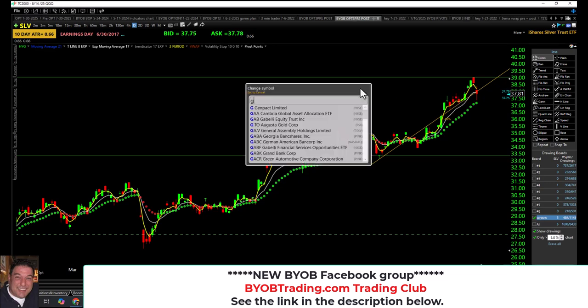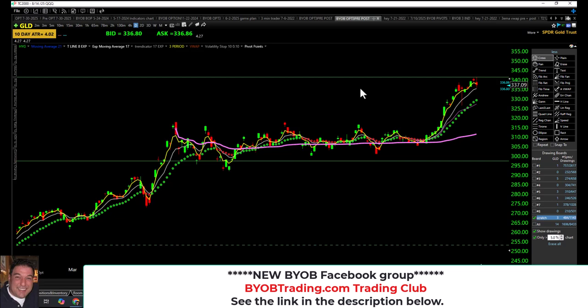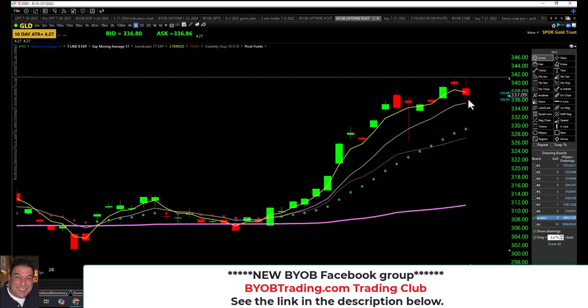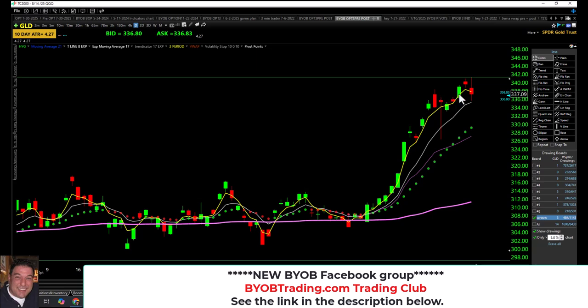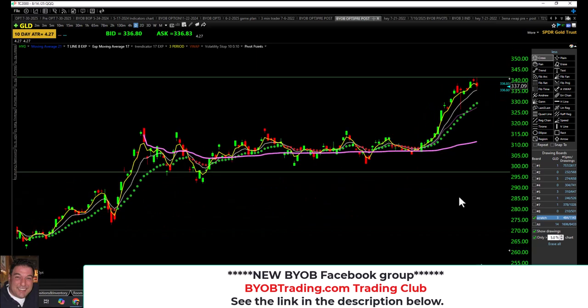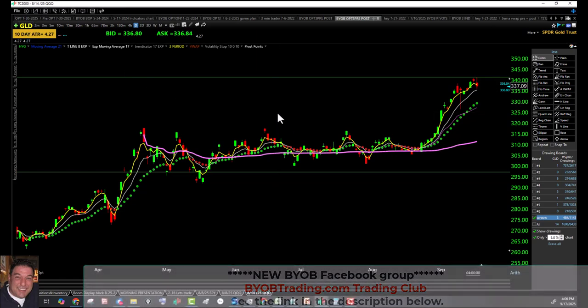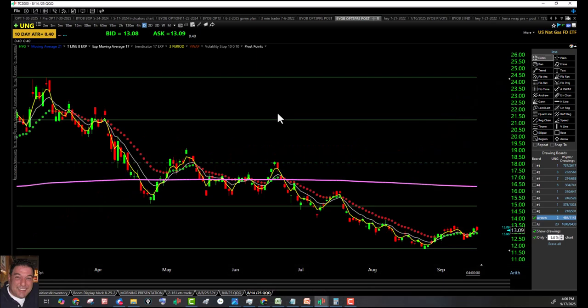Let's take a look at GLD. Gold, did they ink out a new all-time high? Yes, they did. Gold got a new all-time high today. Doesn't get any better than that. Consolidating up there at the top of quadrant 4. That's bullish and still in an uptrend for GLD right up there. Let's take a look at UNG.